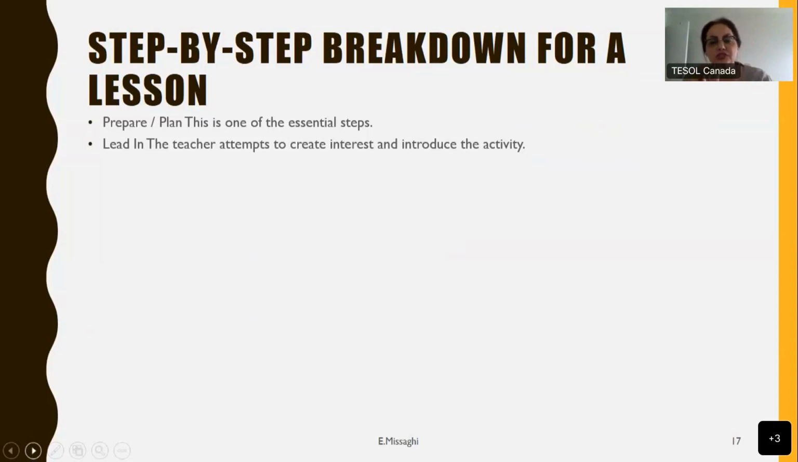Okay. Number two is leading. So somebody tell me, what do I mean by leading? Leading means? Getting the students into the main activity before the main activity. Thank you. Okay, very good.